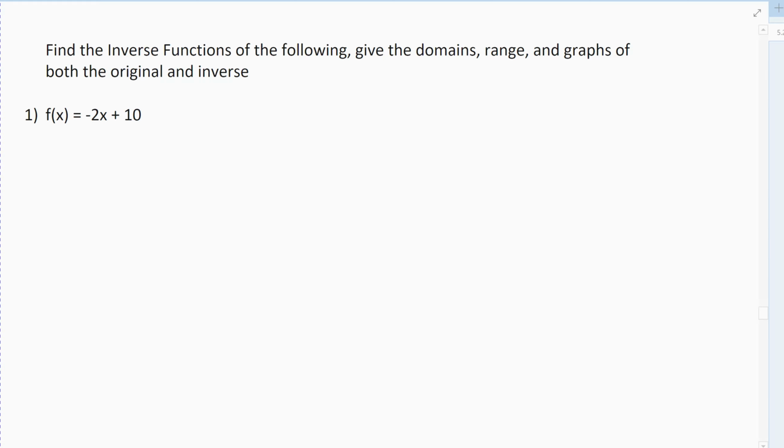This is a one-to-one. Yes, it's one-to-one on its domain. It is one-to-one on its domain.